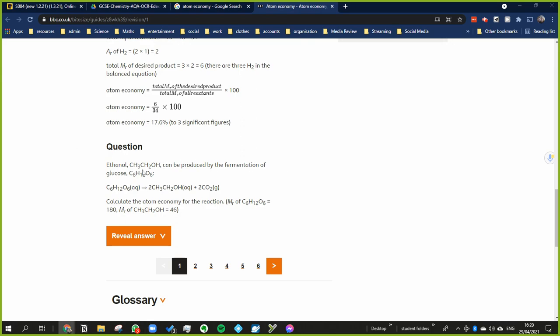So in this question here, it says ethanol can be produced by the fermentation of glucose. So ethanol is the thing that we're trying to produce. It says it can be produced, which means we're trying to produce it. So this one here, this is the desired product. And in this case, we've only got one reactant.